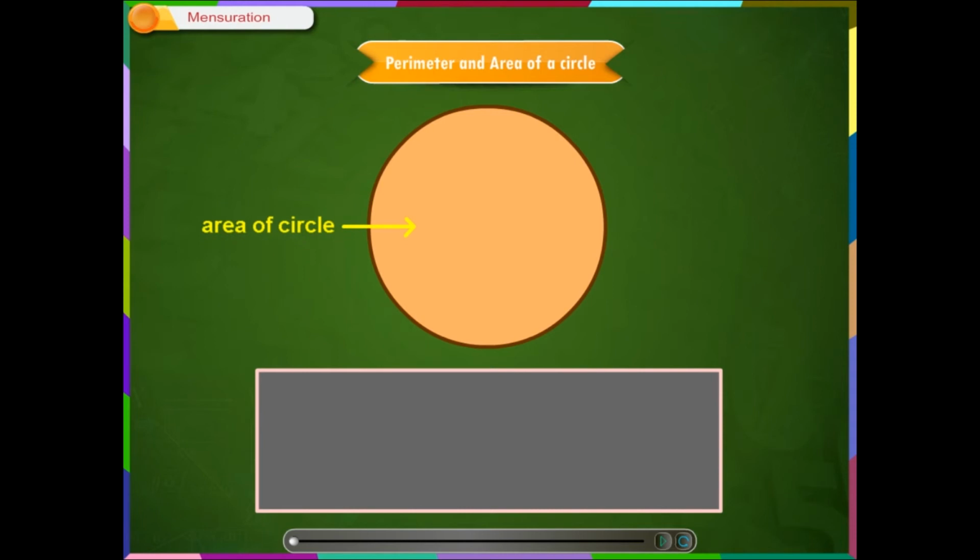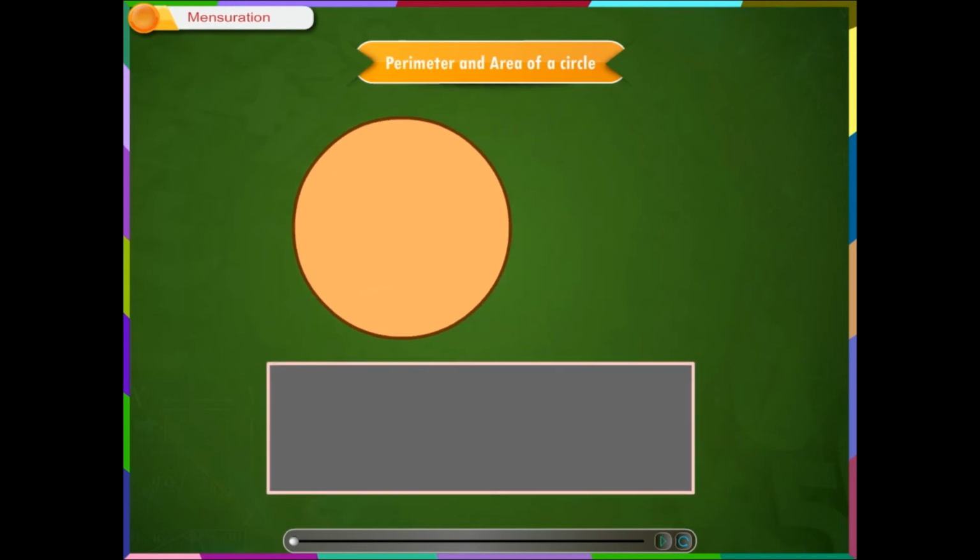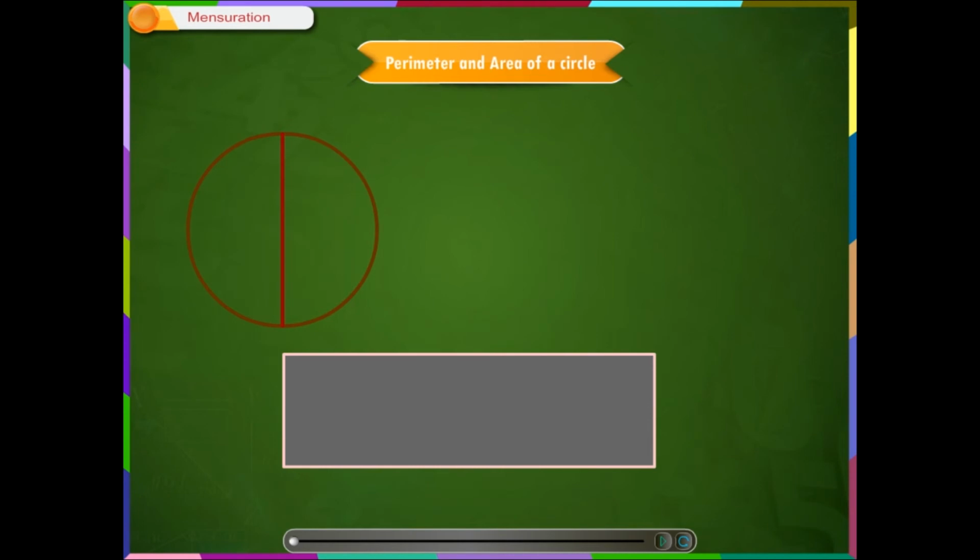So, the area of the circle is equal to the area of the rectangle, which is equal to length multiplied by breadth. The breadth of the rectangle, as you can see, is equal to the radius of the circle. So, breadth is equal to radius. To find the length, we need to look at the circumference of the circle. And when we compare the length with the circumference, we see that the length is half of the circumference of the circle. We know that the circumference is given as 2 pi r. Therefore, the length becomes pi r.